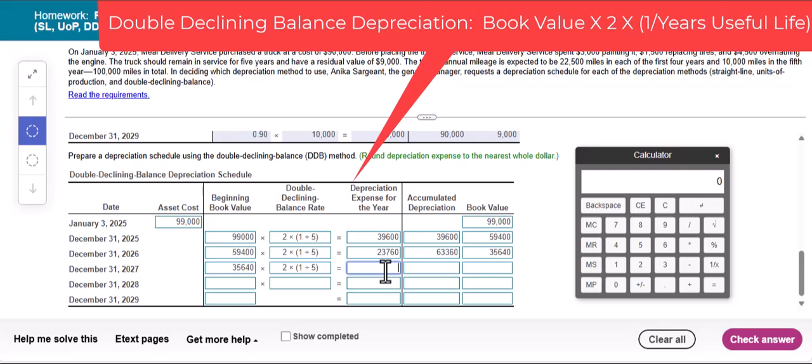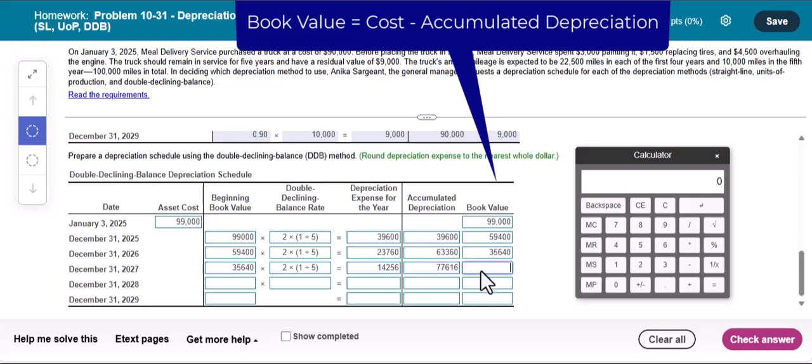And so then when we do the math for this one, it is going to be 14,256. And then our accumulated depreciation again is going to be this previous 63,000 plus 14,256 here. And that amount is going to be 77,616. And then book value, we're going to take the 99,000, subtract accumulated depreciation, and that is going to give us 21,384. And that amount will also be here as the beginning book value at the start of this next year.